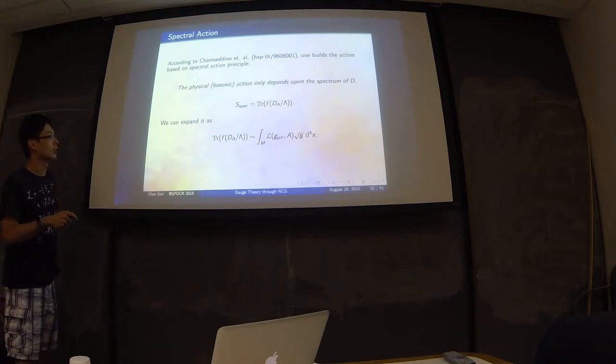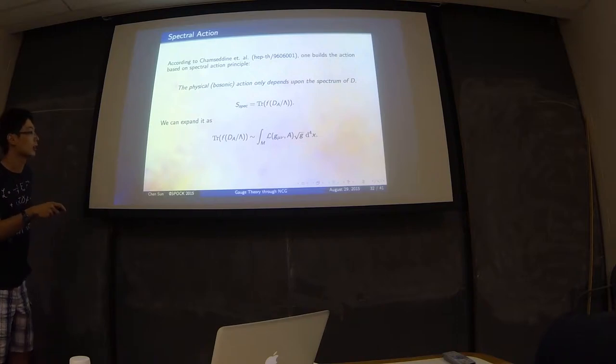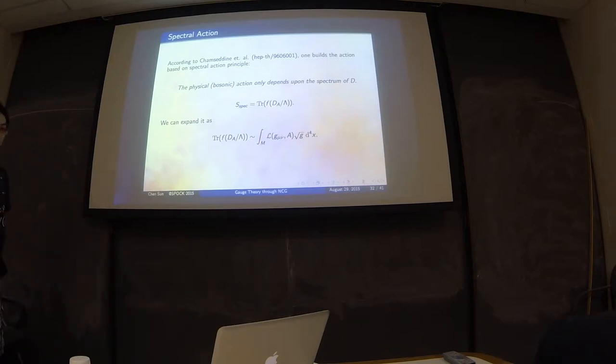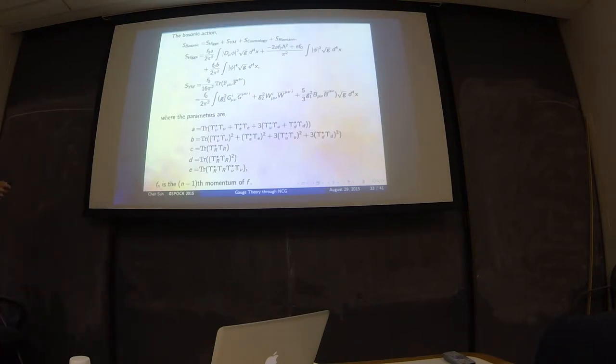So the idea is that we also need to take the trace, which works sort of like the integral. We can expand this term, and after we expand it, we will have the Lagrangian density for the bosonic part. So what do we have after we expand it? I actually copied this part from Connes's book. So we have several terms. For the Higgs term, I have showed you some structure of the Higgs, right? So it could be extracted from the bosonic action.